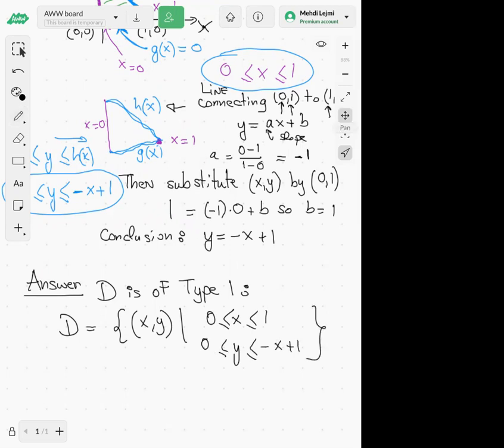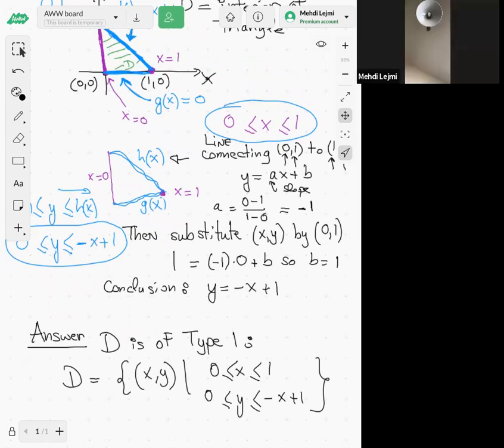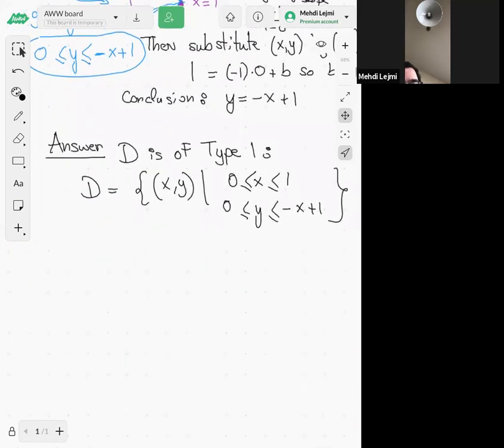Excuse me, Professor. Yes, please go ahead. Can it be type 2 also? Yes, it's actually type 2. That's my next remark. Absolutely. Very good point.